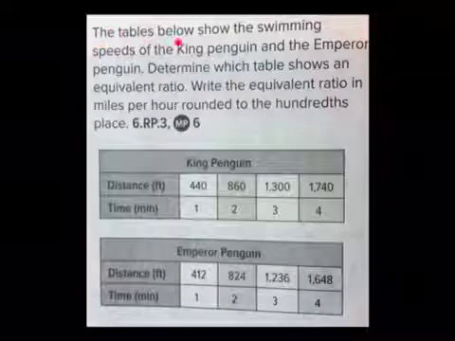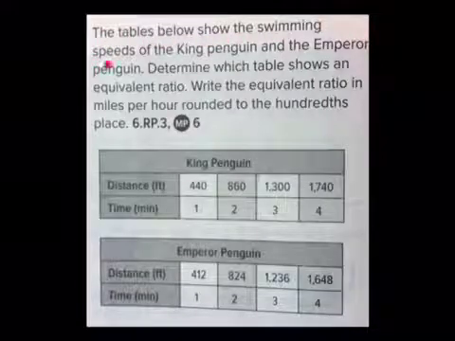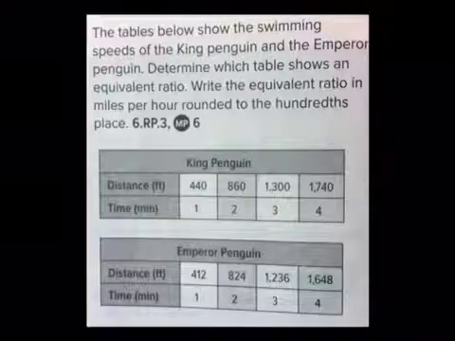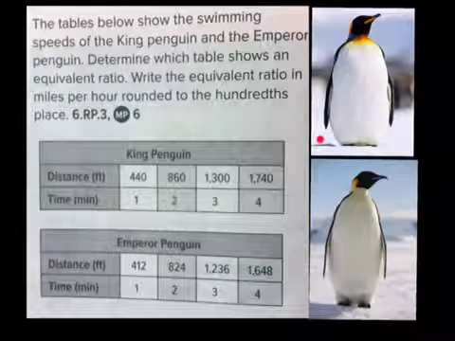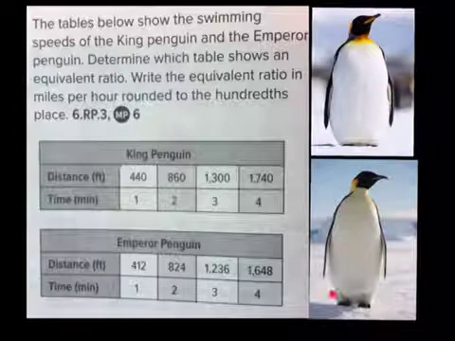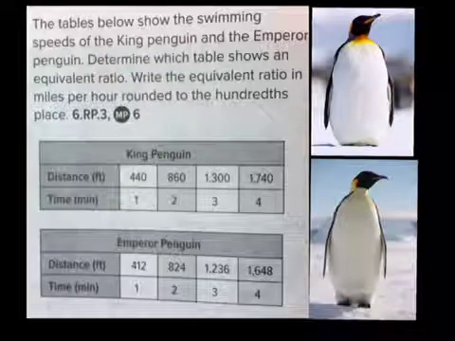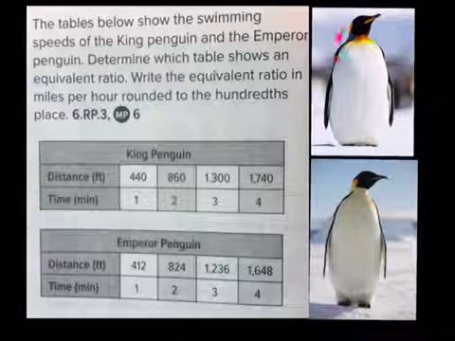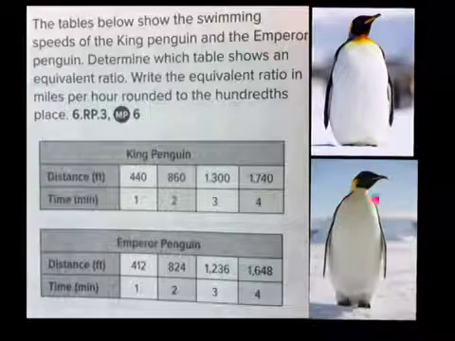The tables below show the swimming speeds of the king penguin and the emperor penguin. Okay, here we have our king penguin, and over here we have our emperor penguin. The difference is not much, except I guess for the way their color spreads around their neck.